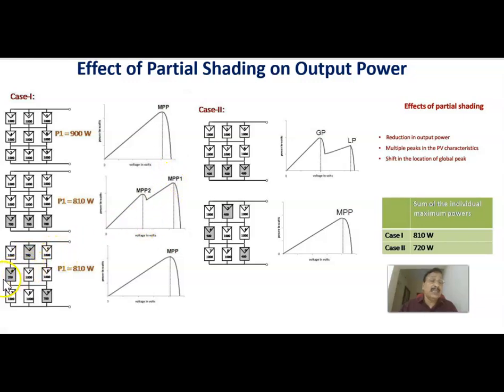And when it is rearranged, what is the effect of removing the multiple maxima? Now, the effect of partial shading is the reduction in power output, that is maximum power output, and multiple maxima points, multiple peaks in the PV curve, and of course the shift in the location of the global peak, that also gets shifted. Therefore, these are the effects of partial shading.